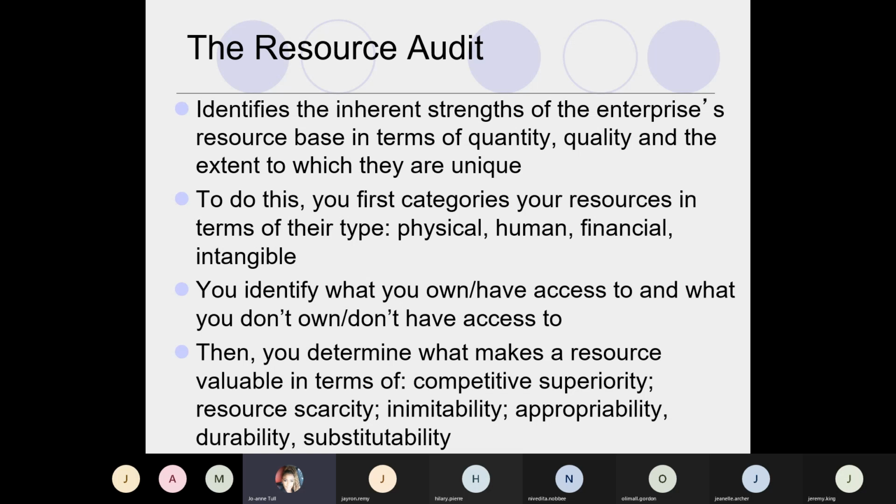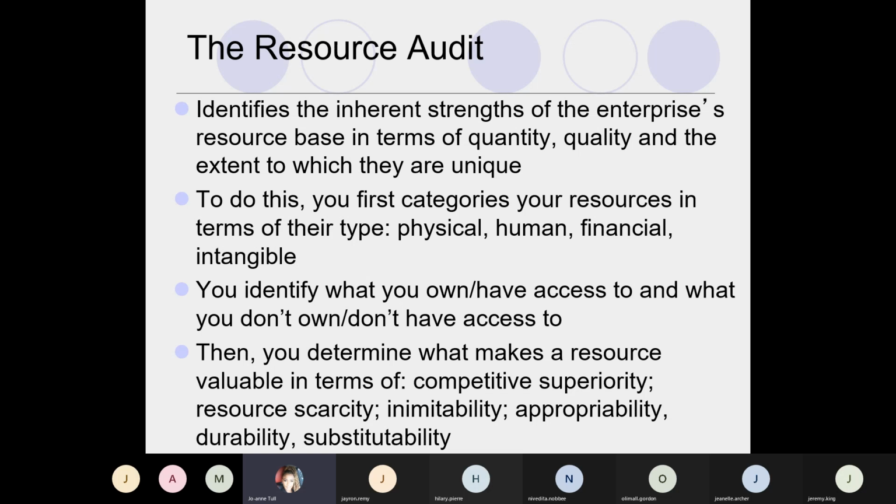So your resource audit allows you to categorize these resources so that you end up with a comprehensive list. This is what allows you, when you do your resource audit, to be thorough. It's not a case where you might put down 3 things. If you have all these categories, then it stands to reason that you should be able to come up with a comprehensive list of what you have and what you don't have. It's like a shopping list almost.